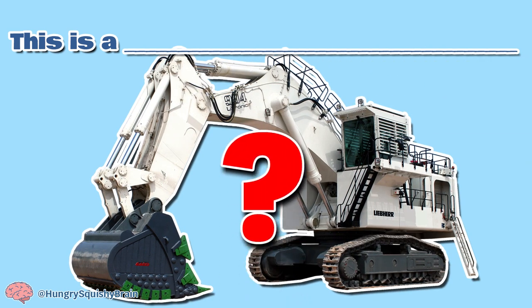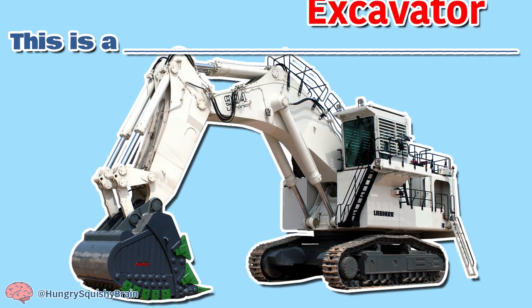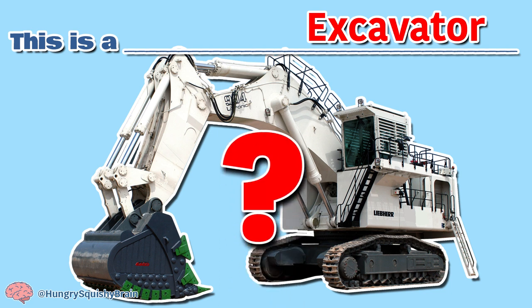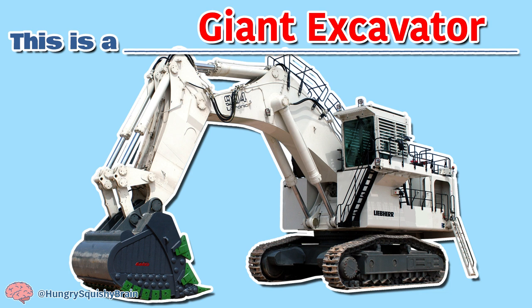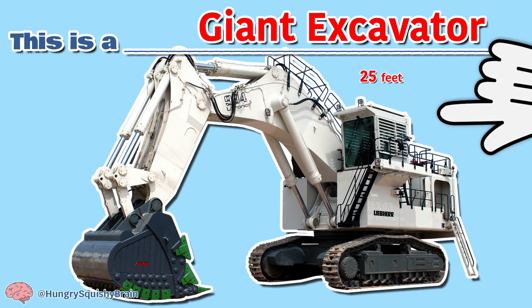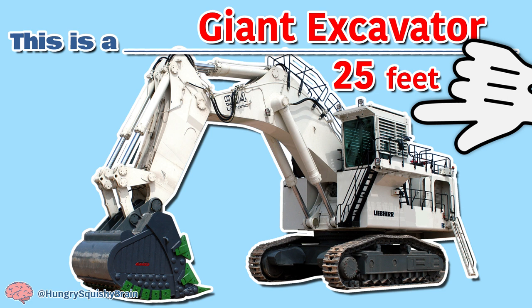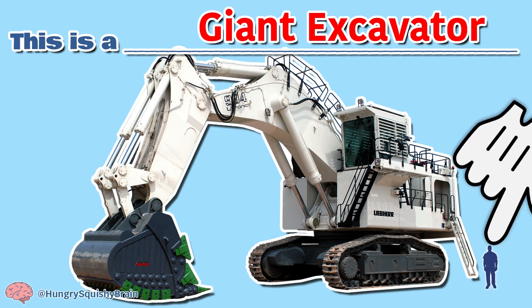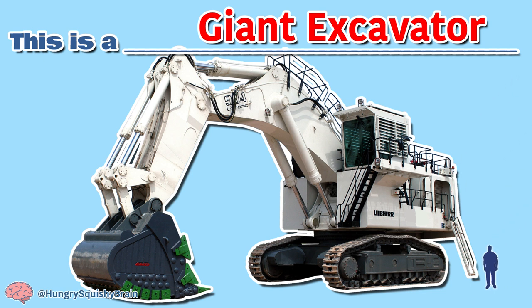What is this? This is an excavator, yes, of course, but do you know what size of excavator? This is a giant excavator, which means that it is huge. The top of the cab here is 25 feet above the ground. That is enormous. An average size person standing next to it like this would only be about this tall. So amazing.